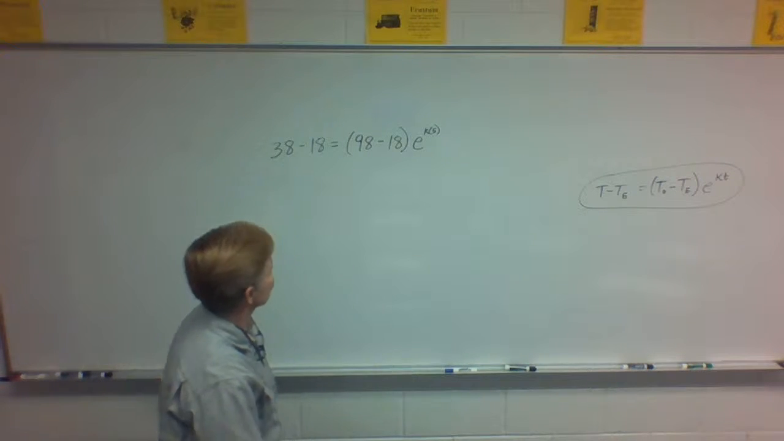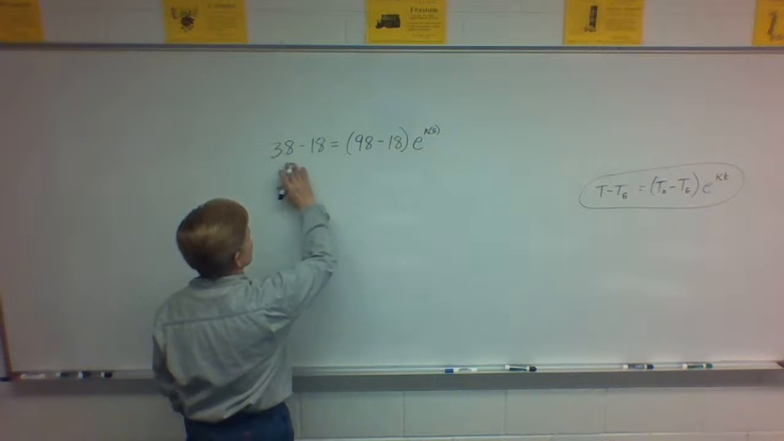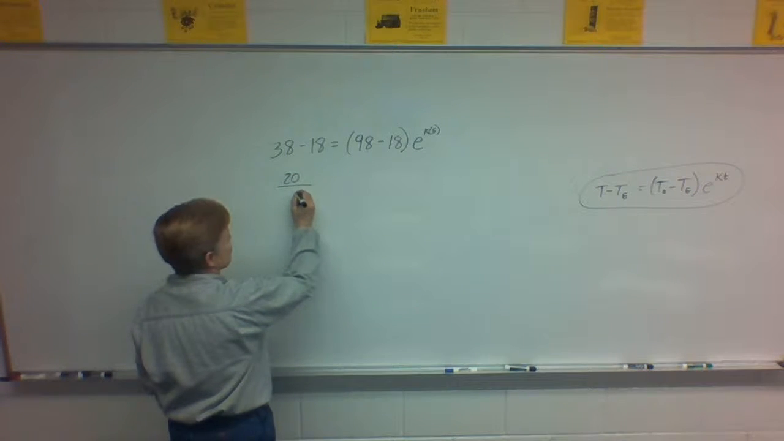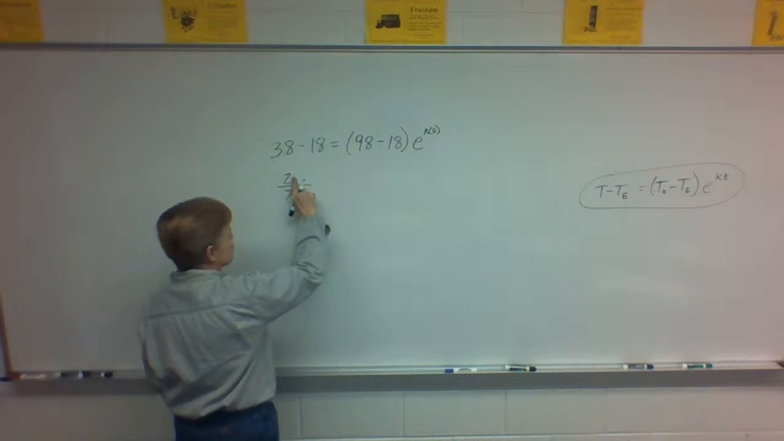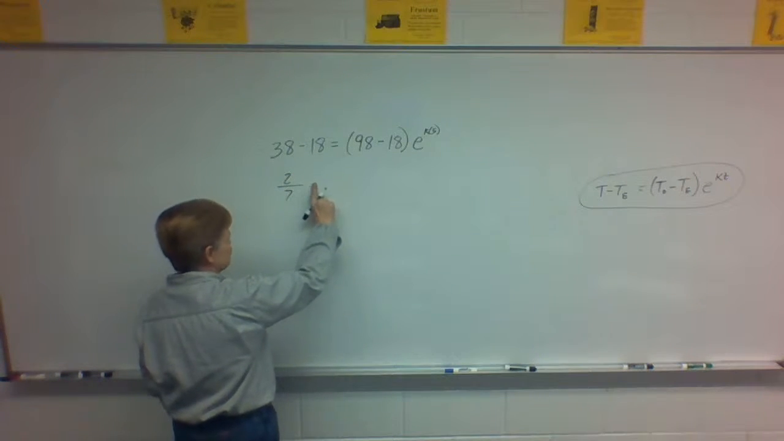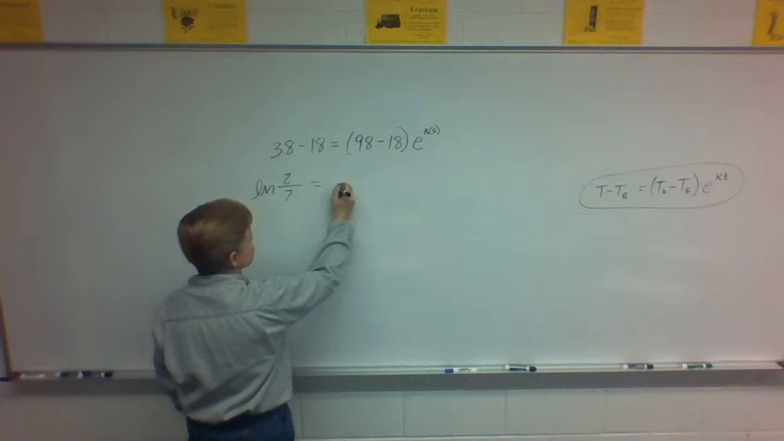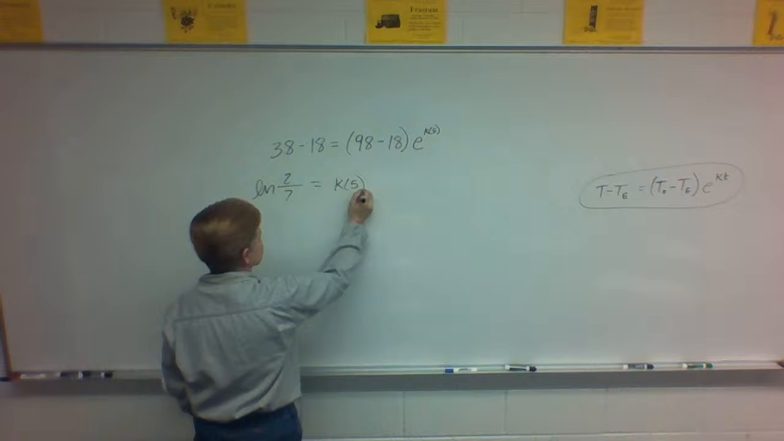Now we go after k by first figuring out these two constants. This is 20 over 70. Can we just put a natural log on that right now? Sure. If everybody's following, it would be 80 equals k5. Yeah, it'd be 80.